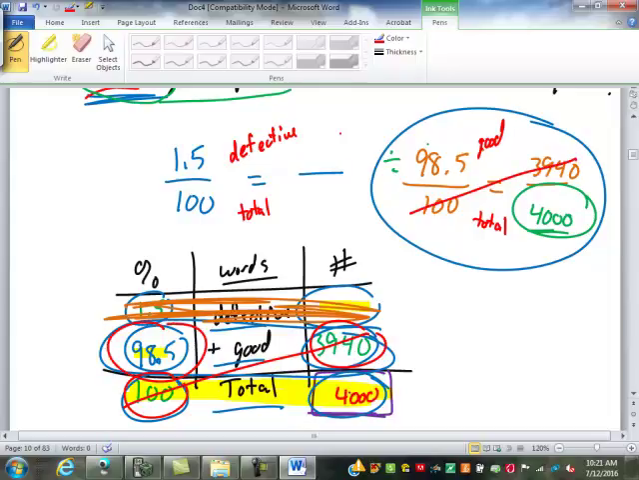Now, I realize that table might be kind of confusing right now because you're just seeing it. But it's a powerful tool to be able to organize stuff in that table. If you can write the problem out in words and then start matching numbers up with the words, the problem falls into place.